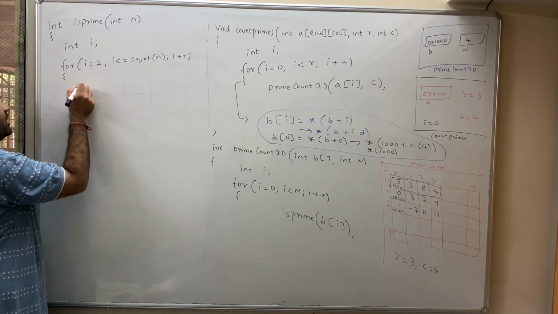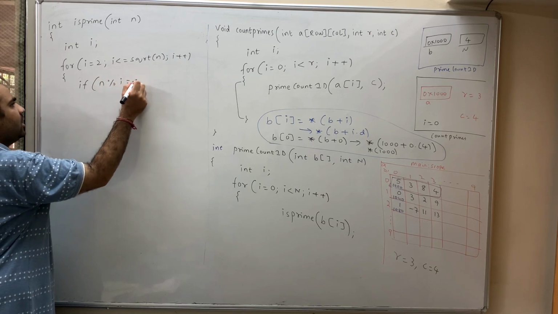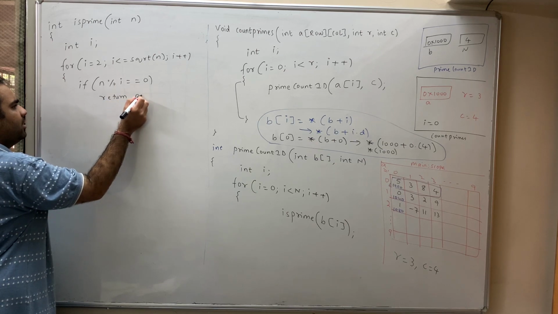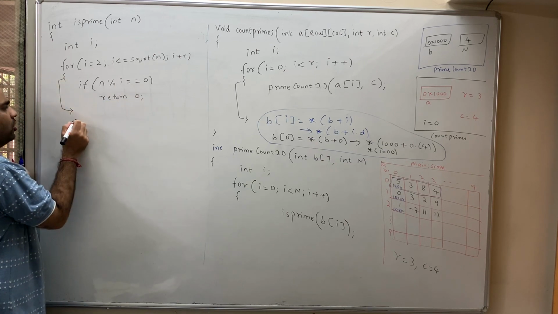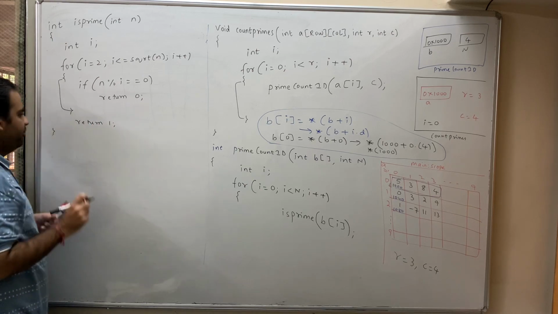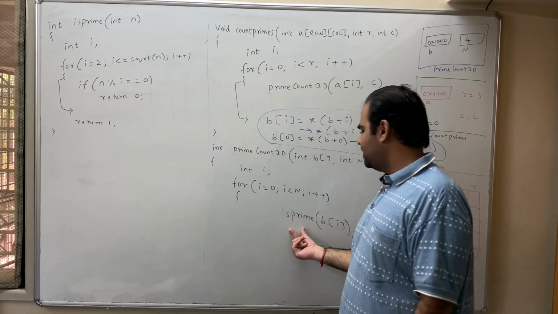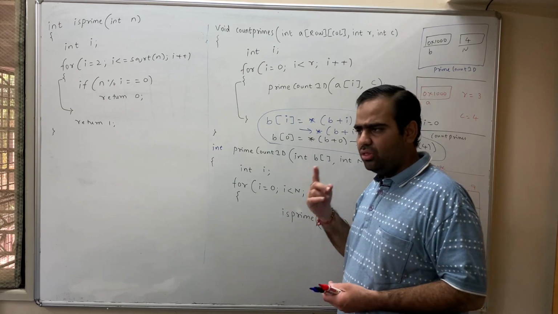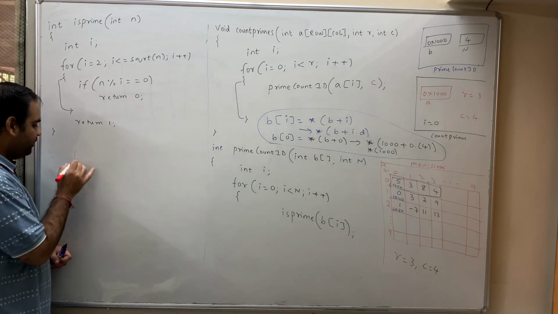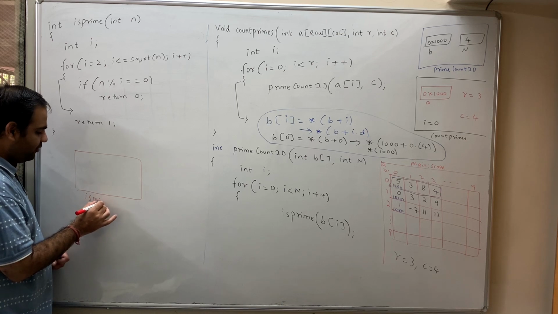What do we write here? If n is divisible by i, then it cannot be a prime number, and if it is not a prime number, we will return 0, and if it is a prime number, we will return 1. This we already know. Now which function are we calling? We are calling the is prime function. Now as soon as you call the function, what happens? The scope of the function gets activated.